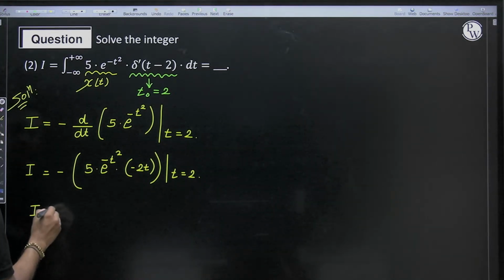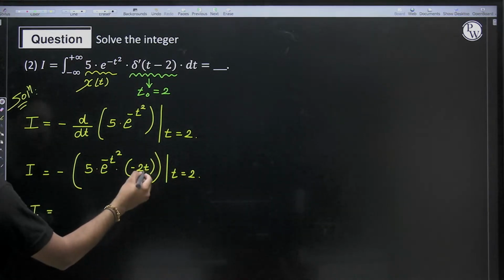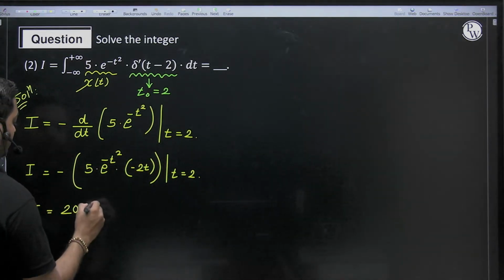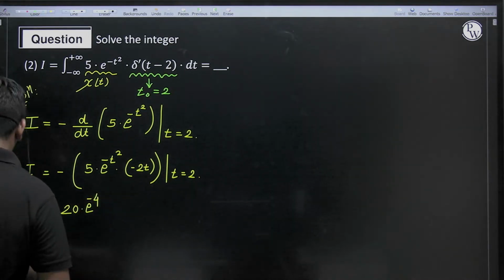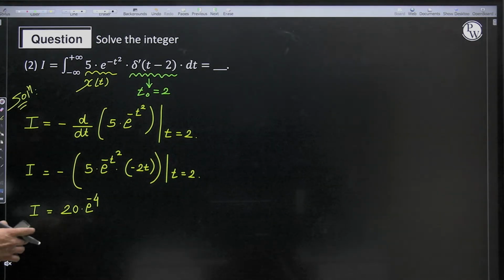So here I is equal to this minus and plus. If you put the value of 2 here, so 4 into 5, it is 20 e to the power minus 4, guys, 20 e to the power minus 4. So what is the numerical answer? 20 into e to the power minus 4. Final numerical answer type question. It is the numerical answer type question, guys.